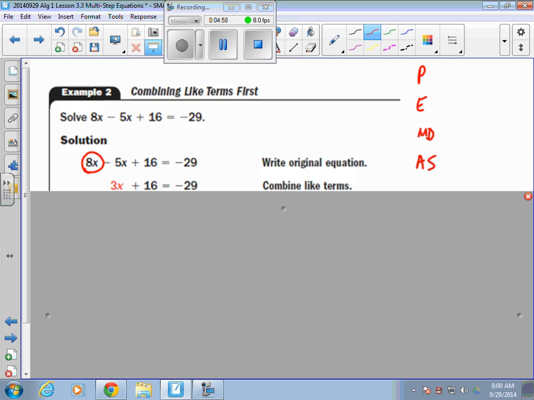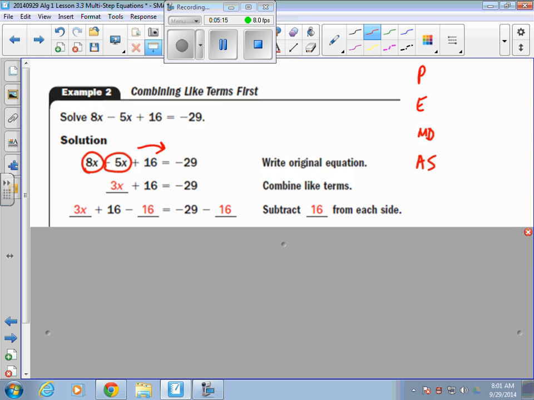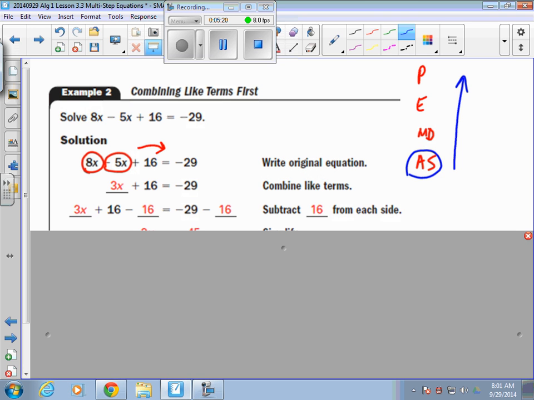Notice going from 8x and putting it together with negative 5x, that doesn't go across the equal sign to the right side. It stays on the left side. So you just do the addition and subtraction there, 8x minus 5x. Then, once you have that done, undo your addition of 16. Then you go backwards and you work this way. Look for anything adding and subtracting with x, plus 16 does. So subtract 16 on both sides. It cancels the left side. And then negative 29 minus 16 is going to give you negative 45.